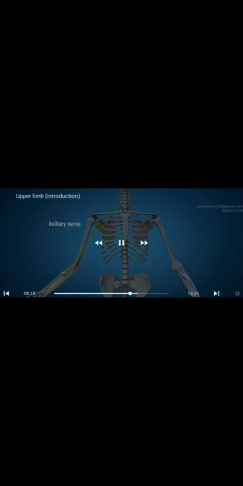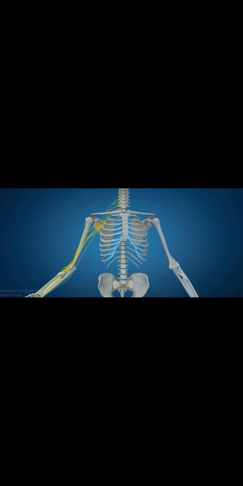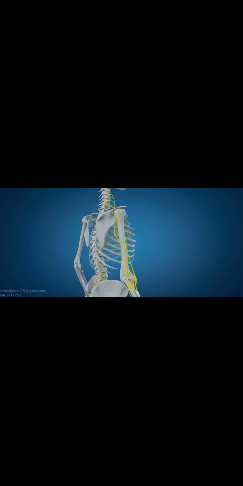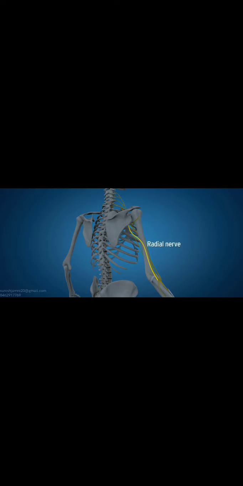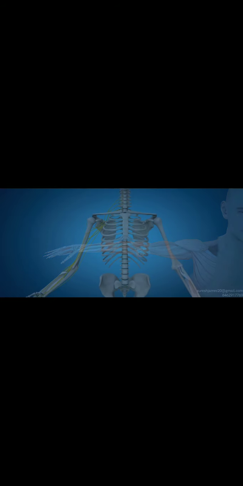The axillary nerve supplies the deltoid and teres minor muscles. The radial nerve supplies the muscles of the posterior compartments, extensors of the arm and forearm. The musculocutaneous, median, and ulnar nerves supply the muscles of anterior compartments of the arm and forearm.